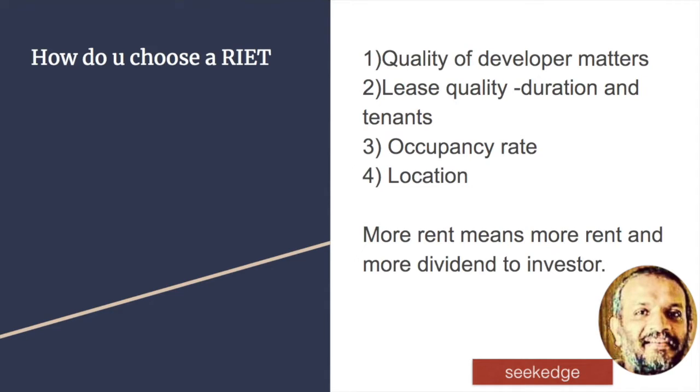The third thing is occupancy rate, right? You have a large building, and you have good tenants, a quality developer, everything, but if the rate of occupancy of the entire building is low, that is also something you'll have to look for before you pick the REIT. The other thing is location. A lot of these real estate developers are specific to certain areas like South India, or one city, Bombay only.